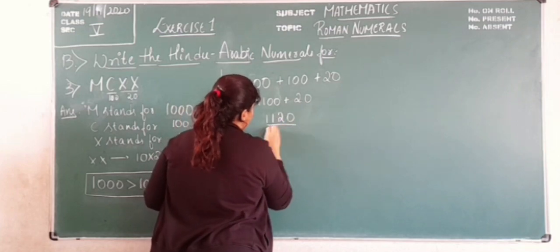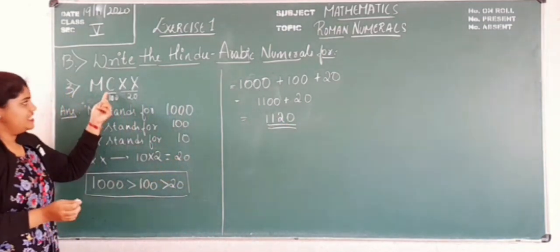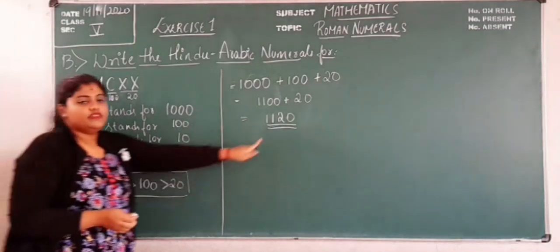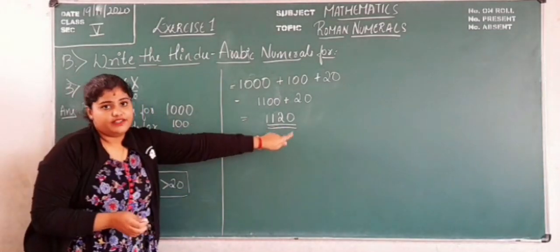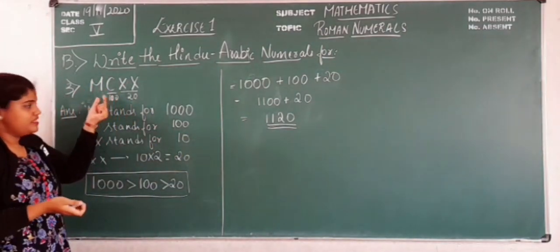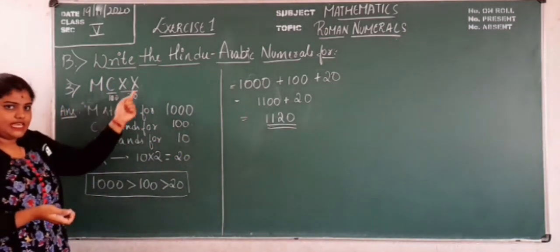So 1100 plus 20 gives us 1120. So this MCXX stands for 1120. And 1120 is nothing but in Roman numerals, it is MCXX.